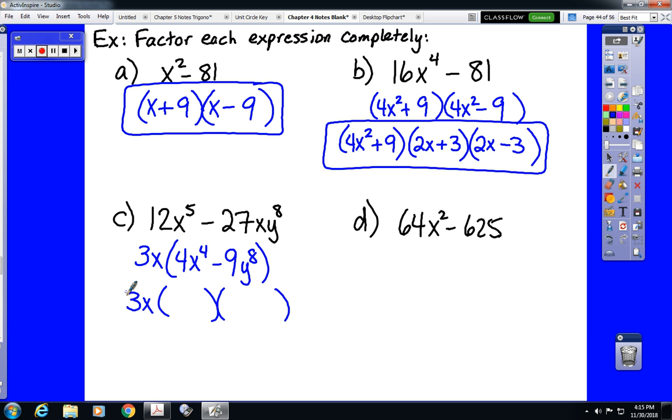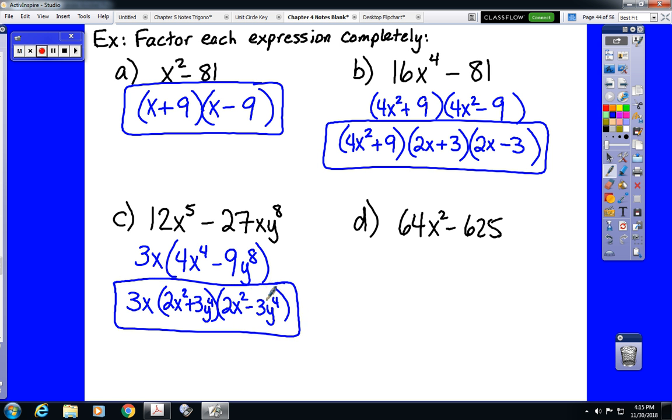Okay? So, the square root of 4x to the 4th is 2x squared. One's a plus, one's a minus. The square root of 9y to the 8th would be 3y to the 4th. That is fully factored because even though the exponents are even, 2 is not a perfect square, nor is 3.